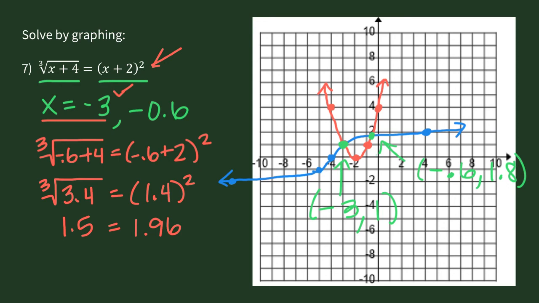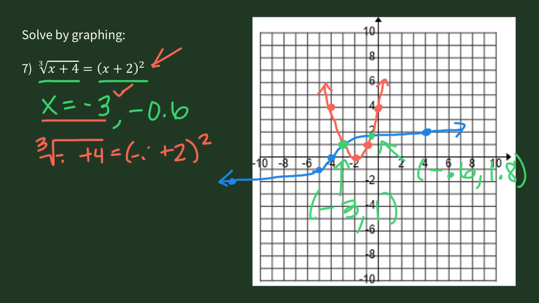I'm going to try -0.7 and see if that would have made a difference. So I'm just going to erase, go back, and put in -0.7 instead. I just want to see if that's a little closer. So I'm going to simplify inside the cube root, -0.7 plus 4, 3.3. And then on the other side, -0.7 plus 2 is 1.3. And then again, I'm just going to go to the calculator, do cube root of 3.3, and then 1.3 squared.